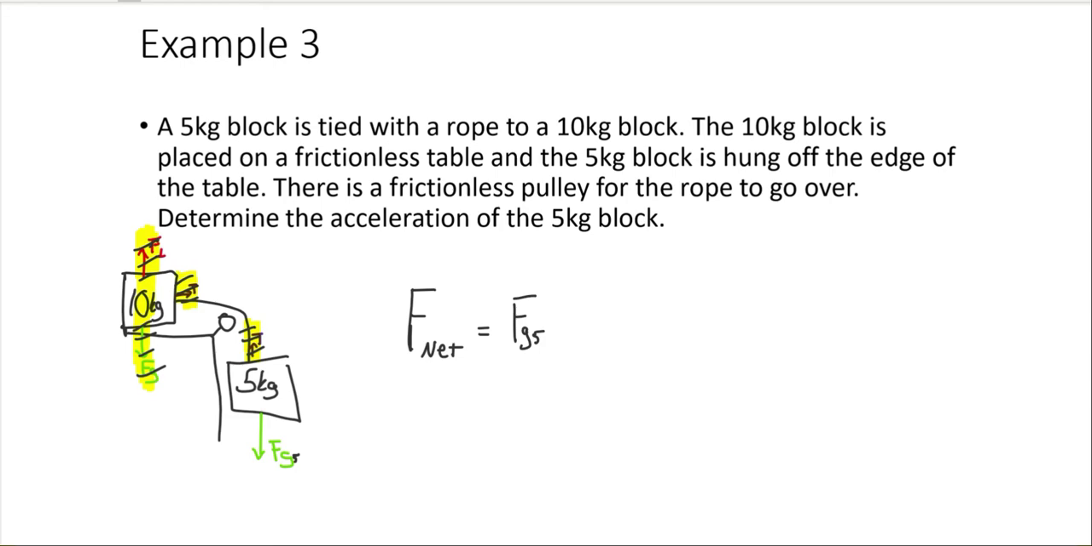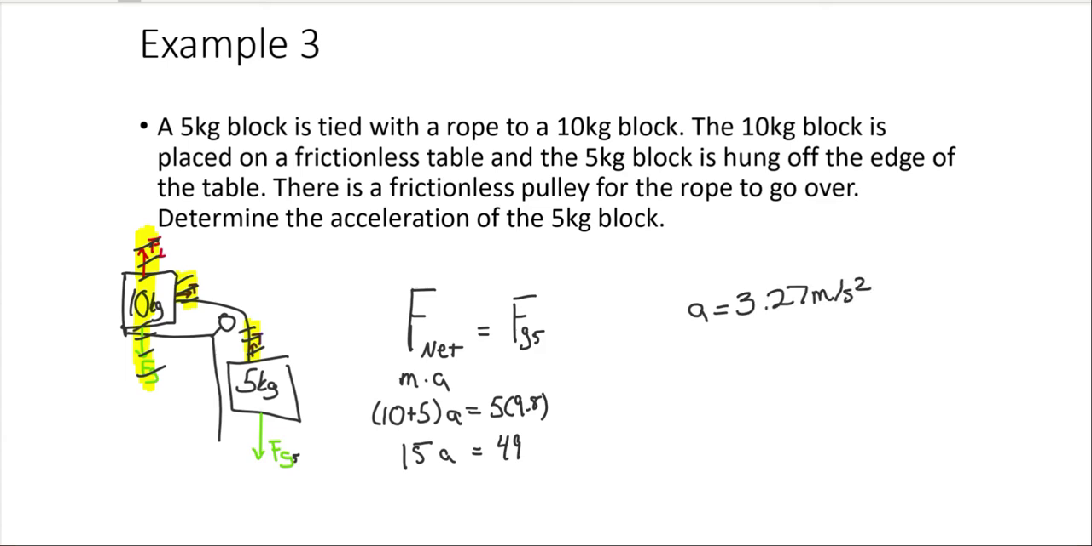So this means that when I'm dealing with my net force, the mass is again the total mass between the two. It is 10 plus 5. We're pulling both the 10 kilogram and the 5 kilogram with that gravity. And that's multiplied by the force of gravity on a 5 kilogram block, which we know is 5 times 9.8. So we'll get 15 times a is equal to 49. Again, we find the acceleration is going to be 3.27 meters per second squared.